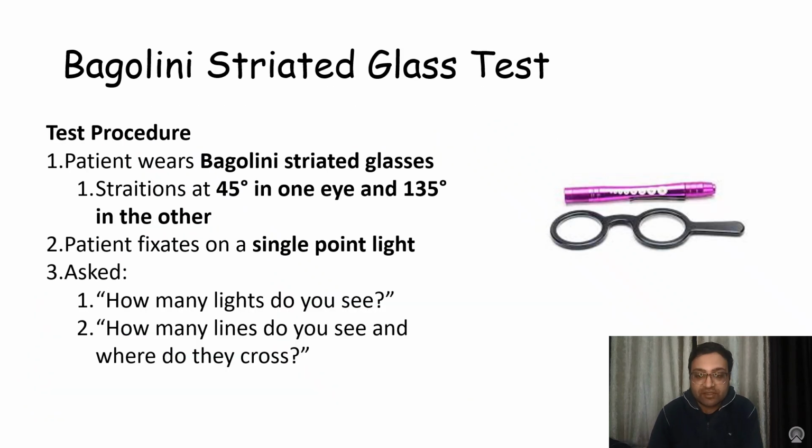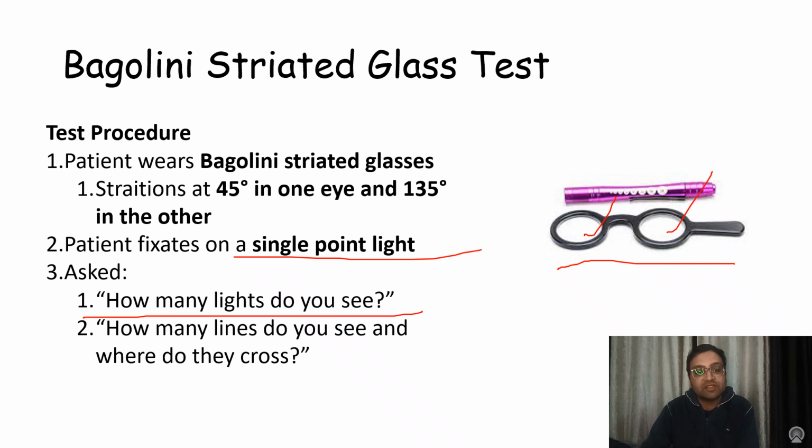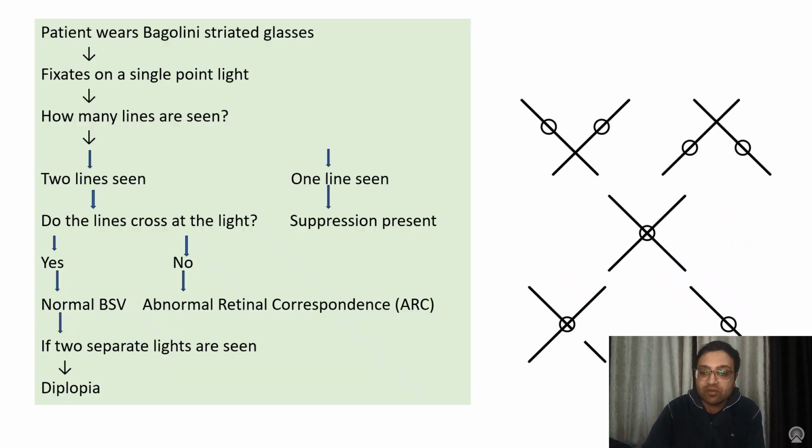Coming on to the second test, that is the Bagolini striated glasses. These are the glasses in which one glass has striations at 45 degrees and the other glass has striations at 135 degrees. Patient fixates on a single light point, and these are the questions which need to be answered at the end of this test. The first question is, how many lights do you see? And second is, how many lines do you see and where do they cross?